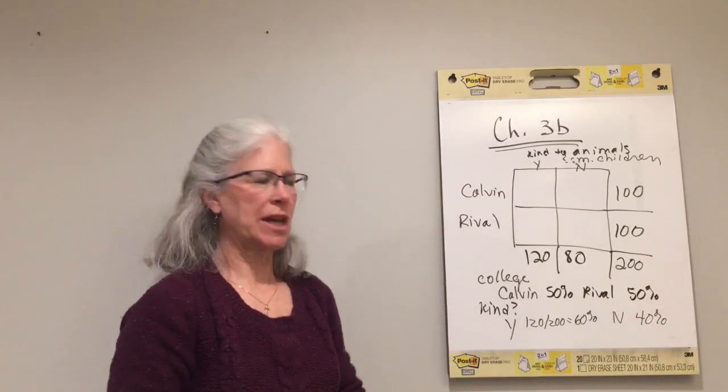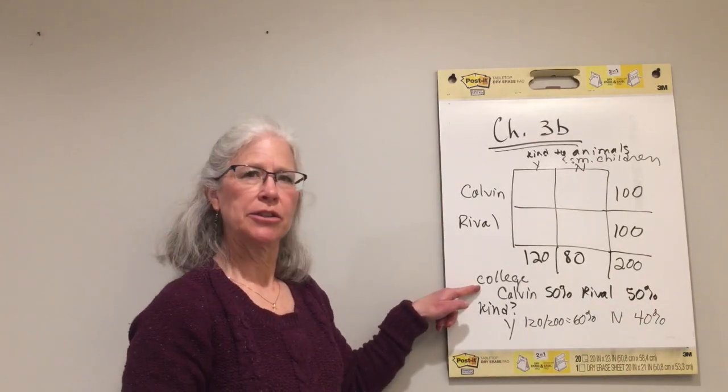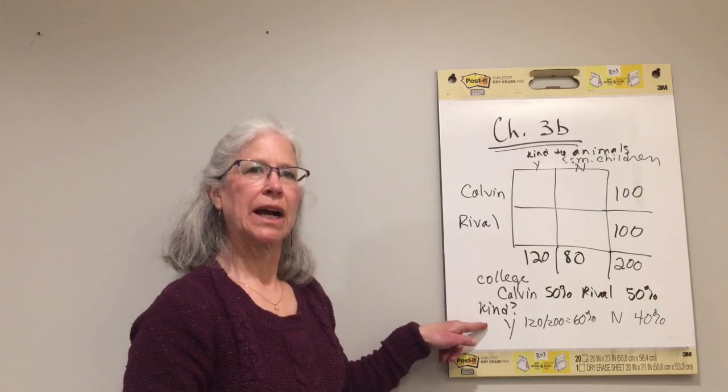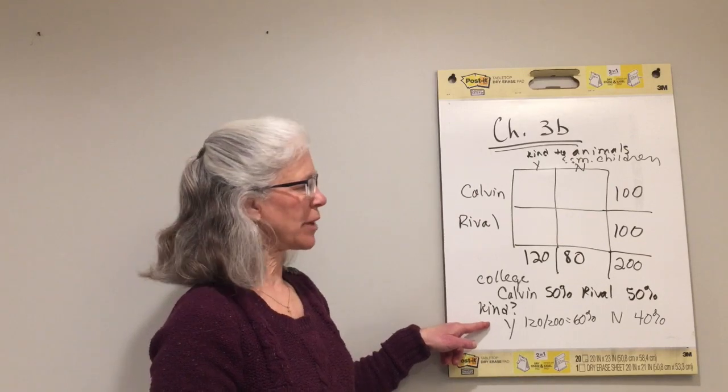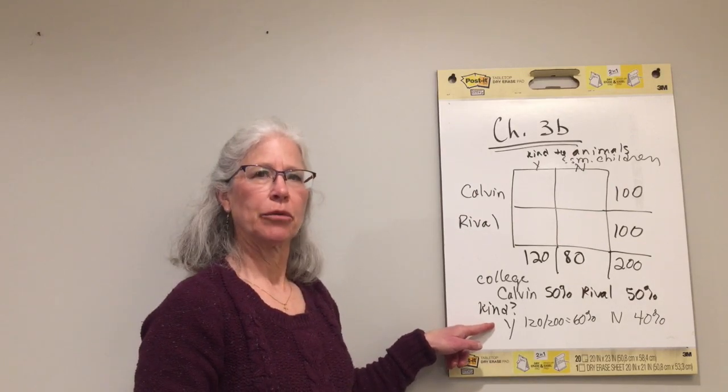So we have described our sample. What percent came from each college? What percent were kind and not kind? These are the marginal percents, and that's how we start. We want to describe our sample. What have we got?